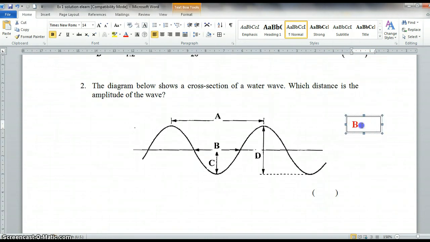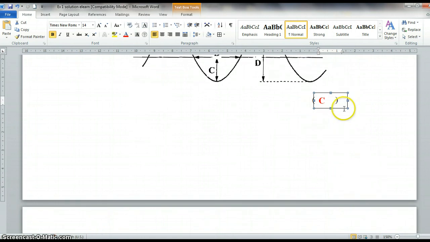Next question. This shows a cross section of a water wave. Which distance measures amplitude? Definitely not D. D in fact is twice the amplitude. Answer is C. Okay, let's move on.